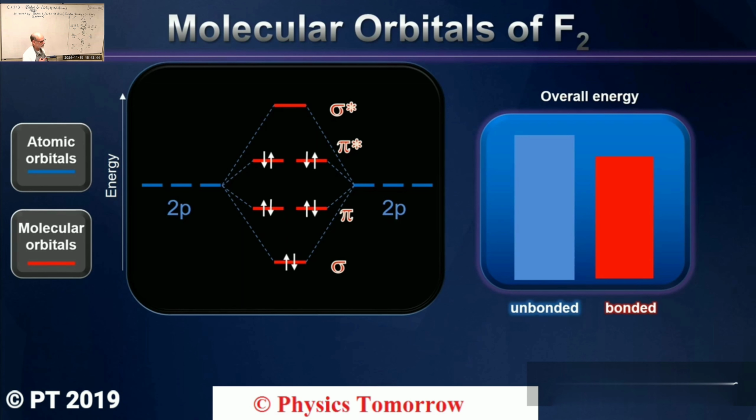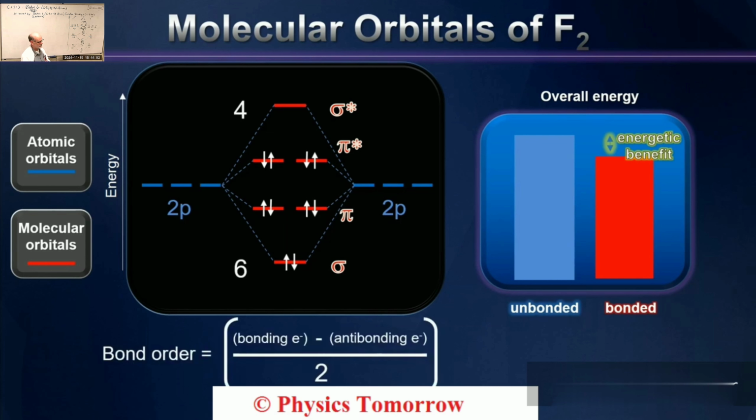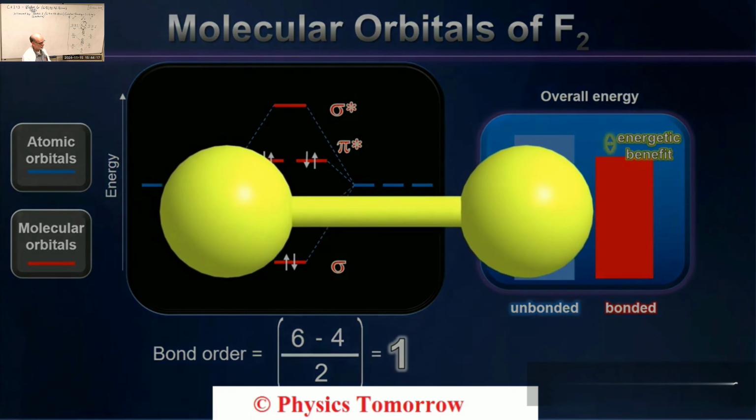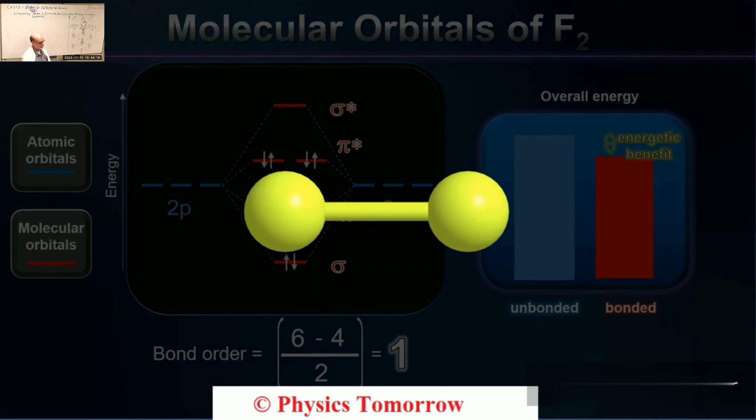However, notice that overall, we still have a system in which, on average, our electrons are in lower energy locations when they're in the molecular orbital system. There's a little bit of an energetic benefit here. And our calculation for bond order lets us know that when you have a grand total of 6 bonding electrons and a total of 4 antibonding electrons, you would expect that species to form a single bond. And in fact, when we study fluorine in the laboratory, that's exactly what we find. A molecule with a single bond.